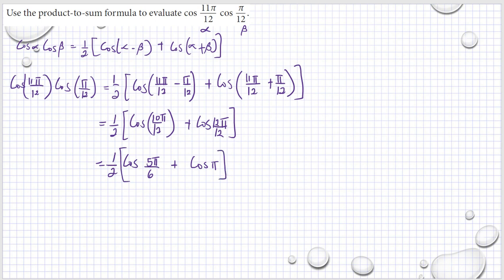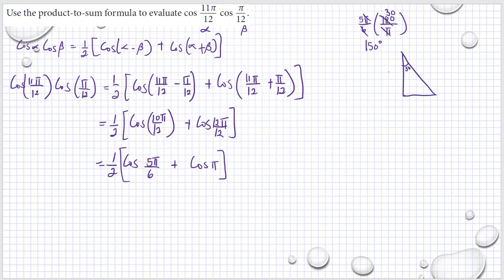Then we have 5 pi over 6, that's related to something with 30 degrees. So we have 5 pi over 6 times 180 over pi. So this is 30 by 30, and then we have 150 degrees. Okay, that's in the second quadrant, and cosine in the second quadrant, but I'm going to do 30 degrees here.